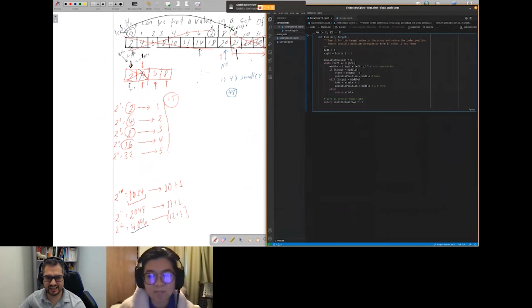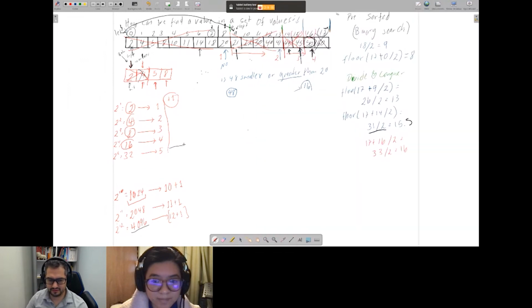Meaning that if I check 1, 2, 3, 4 times, I have 32 elements and I checked 5 times, right? So it's going to take 5 times greater than if I had 2 elements only. In linear time, it would take 32 times more. That's the time complexity.